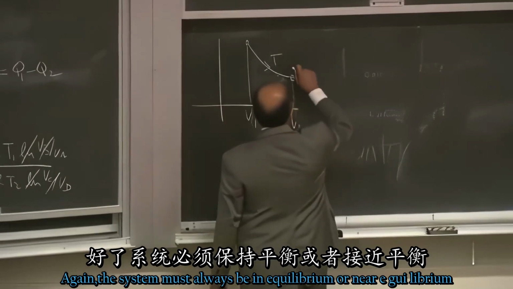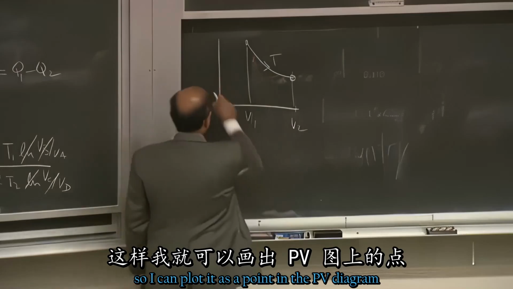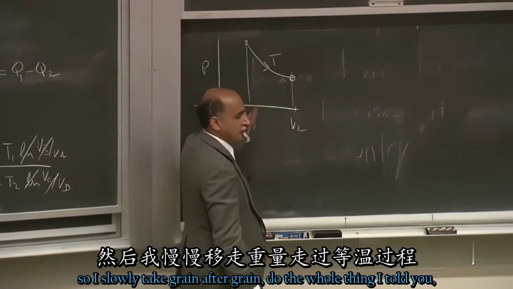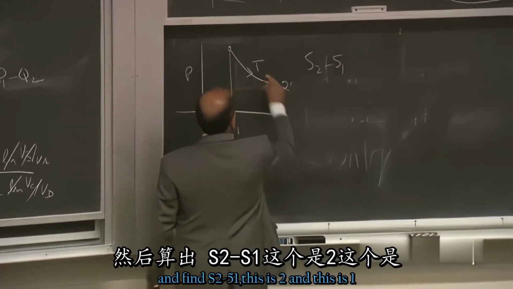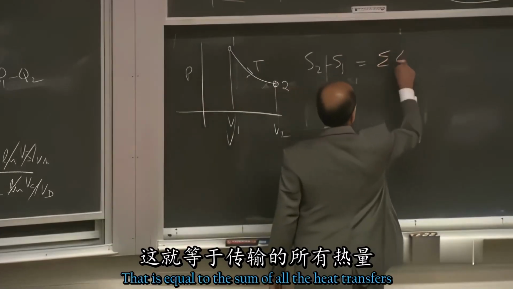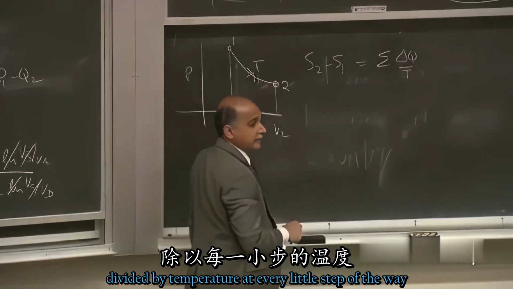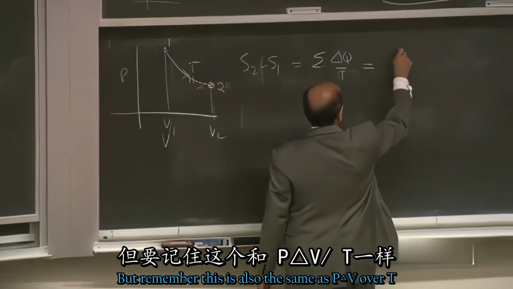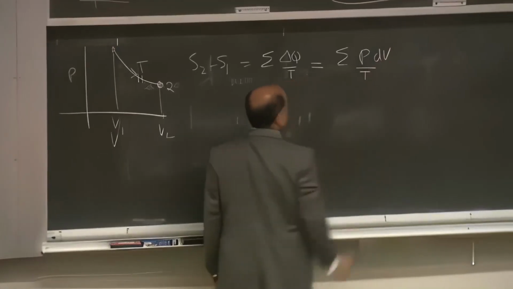Again, the system must always be in equilibrium or near equilibrium, so I can plot it as a point in the PV diagram. So I slowly take grain after grain, do the whole thing I told you, and find S2 minus S1. This is 2, and this is 1. That is equal to the sum of all the heat transfers divided by temperature at every little step of the way. But remember, this is also the same as P delta V over T.